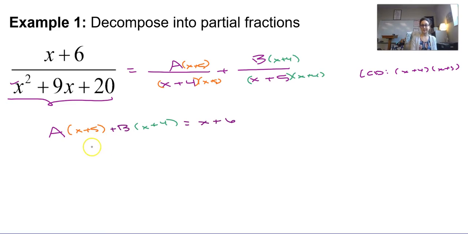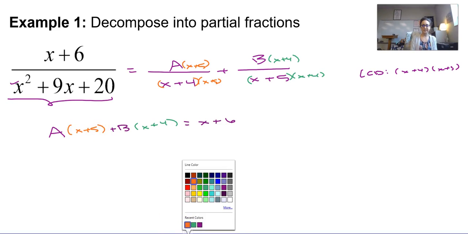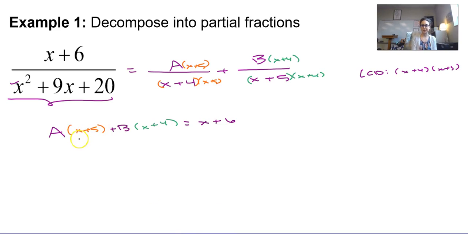Okay, so again, still trying to find what? Still trying to find a and b. So here's what we're going to do. We're going to pick some clever x values to make this easy to solve. Take a look at this orange piece here. What value of x would make the orange piece 0? -5, right? So write this: x equals -5. And anywhere I see an x in this equation, I'm going to replace it with -5, okay?